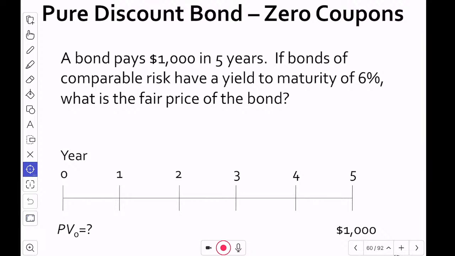So some of the features of a bond we'll talk about. Here's a problem and a timeline, and then we'll get into the features of a bond. Okay, so this is known as a pure discount bond. So this should look familiar. This timeline looks just like the regular time value of money, or the lump sum.